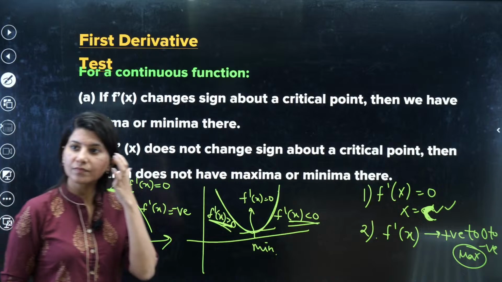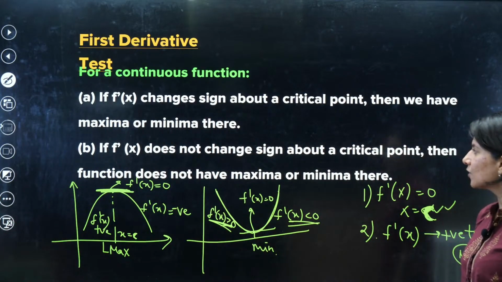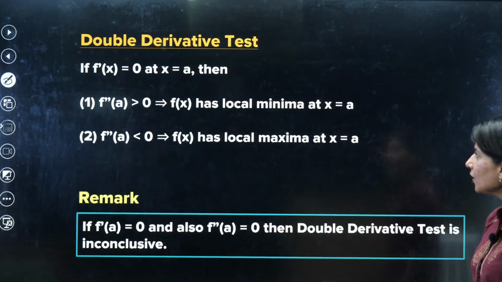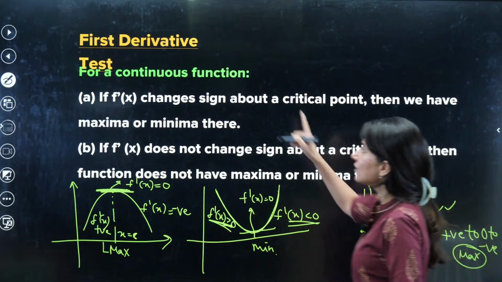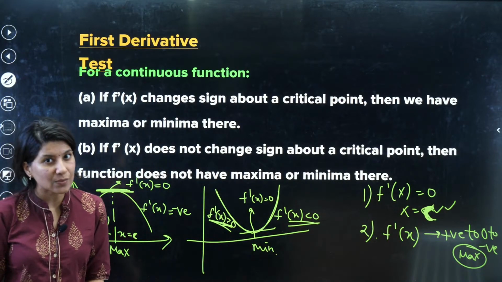All right. So this is it. This is how you get maxima and minima. This is one way to go about it. This is the first derivative test, right? You have another method as well.